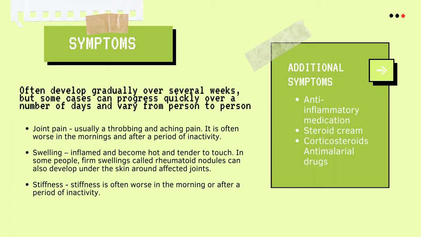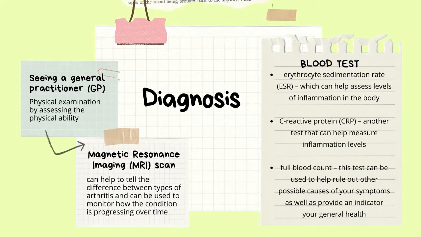Second is swelling. The joint becomes inflamed, hot and tender to touch. In some people, firm swellings called rheumatoid nodules can also develop under the skin around affected joints. Third is stiffness. Stiffness is also often worse in the morning or after a period of inactivity. There are some additional symptoms such as tiredness and a lack of energy, a high temperature, sweating, a poor appetite, and weight loss.